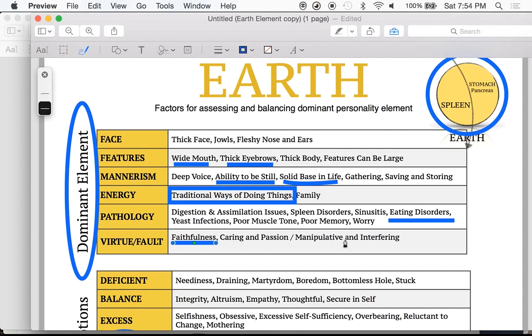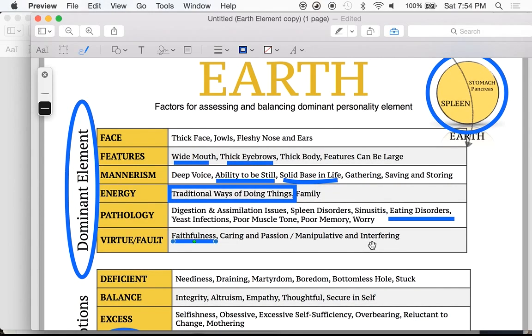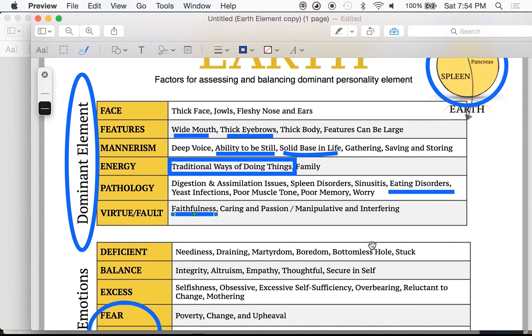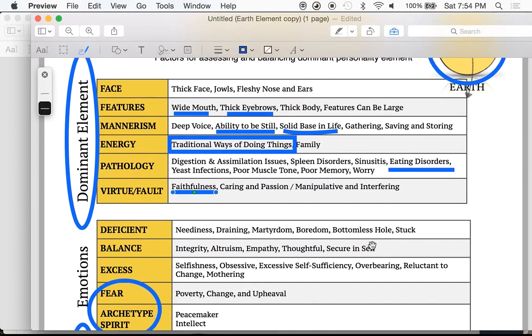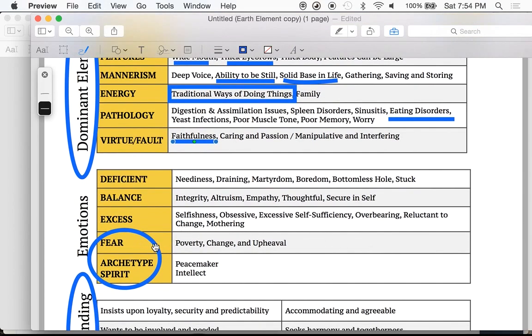On the other side of the scale would be manipulative and interfering. Because faithfulness is so important, sometimes they can interfere in others' affairs, wanting to know if things are being faithfully handled. So, as we scroll down here, let's skip to the bottom part of the emotions where we talk about fear. Poverty, change, upheaval.